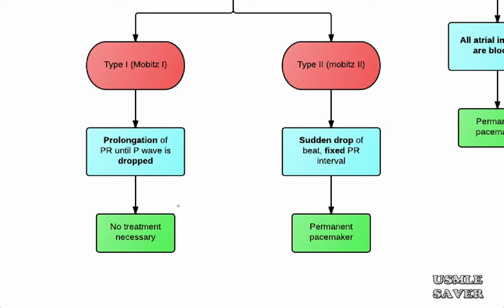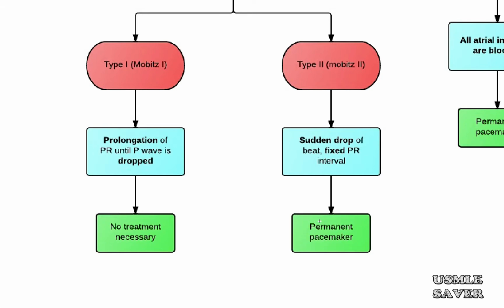So one more time, for Mobitz 1 block, PR prolongs until P wave is dropped, and in Mobitz 2, heartbeat suddenly drops without PR prolongation. Now, management for Mobitz 1, you don't do anything. For Mobitz 2, you proceed with the pacemaker.